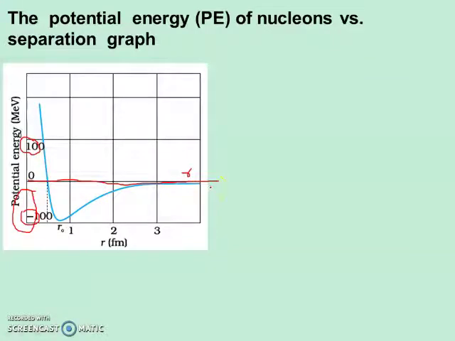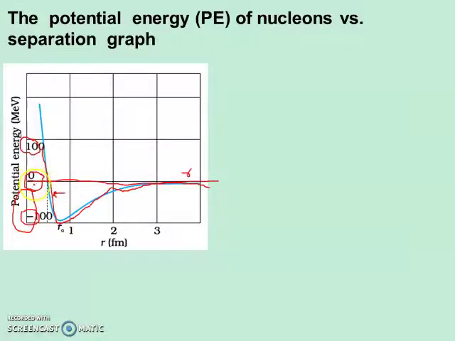As the nucleons come close together, the potential energy is decreasing, meaning negatively increasing, and at a certain point the negative potential energy becomes maximum. When the nucleons come further close together, the negative potential energy decreases and becomes zero. Now the positive potential energy takes place. It means for this sort of distance there is no force of attraction, no force of repulsion.